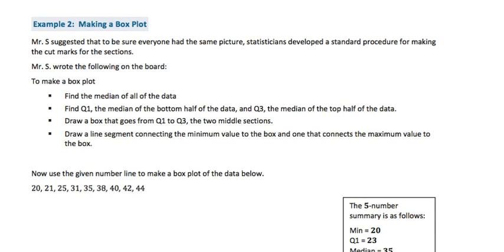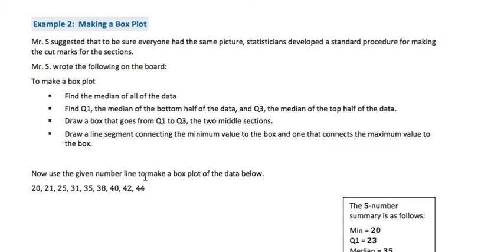Mr. S suggested that to be sure everyone had the same picture, statisticians developed a standard procedure for making the cut marks for the sections. Mr. S wrote the following on the board. To make a box plot, find the median of all of the data, find Q1, which is the median of the bottom half of the data, and Q3, which is the median of the top half of the data. Draw a box that goes from Q1 to Q3, the two middle sections. Draw a line segment connecting the minimum value to the box and one that connects the maximum value to the box.